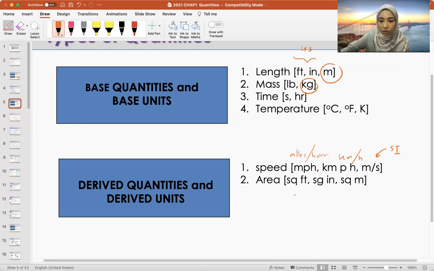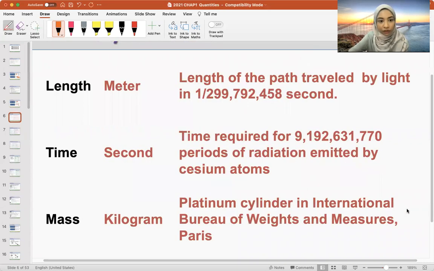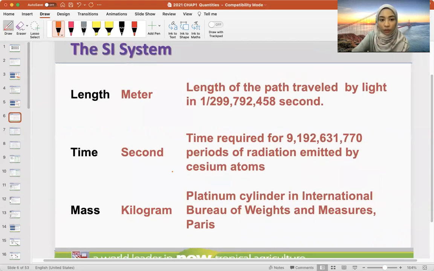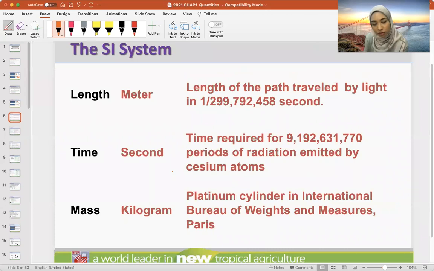And then we have area: square feet, square inches, and meter squared or square meter. Okay, so this is a derived quantity. Why? Because it's length times length. So two base quantities make up a derived quantity. All right, moving on.